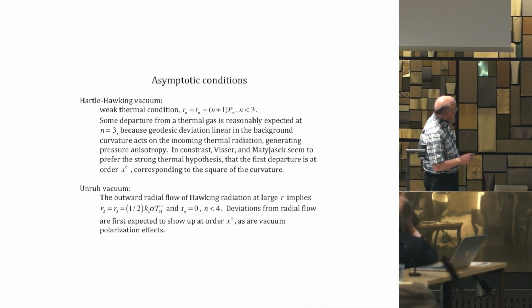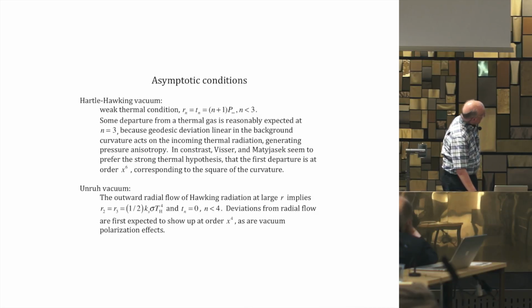In contrast, there were some attempts to construct analytic fitting formulas that tried to assume a strong thermal hypothesis, which is that the first deviation from isotropy occurs at order x to the 6th, corresponding to the square of the curvature, but I don't see any really good physical motivation for that assumption. And no, that's for the Hartle-Hawking vacuum.